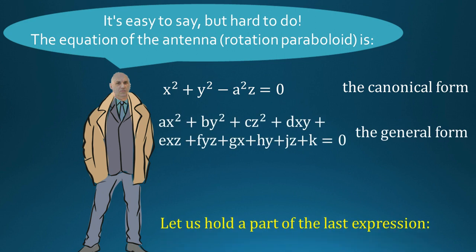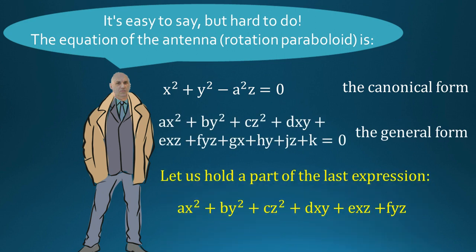Because the equation of the antenna rotation paraboloid is x² + y² − a²z = 0, the canonical form. The general form is ax² + by² + cz² + dxy + exz + fyz + gx + hy + jz + k = 0. Let us hold a part of the last expression: ax² + by² + cz² + dxy + exz + fyz.